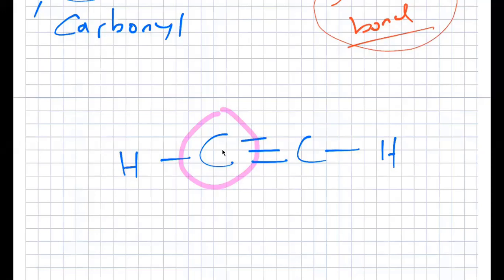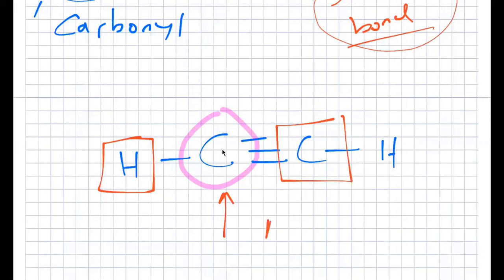But if you look at it, it only has 2 groups around it. The H over here is a group, and the carbon over here is a group, if we're looking at the one that's highlighted in pink. So you've got 2 groups, but 4 bonds. This type of carbon, when it has a triple bond to it, we call it an alkyne.